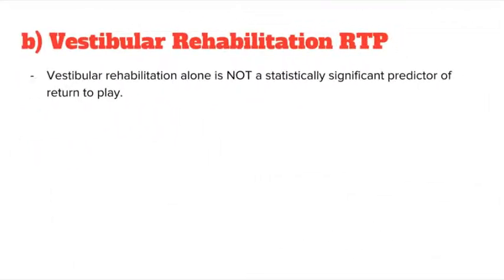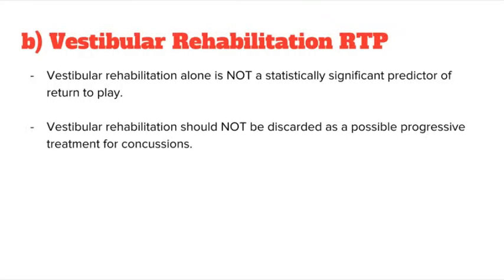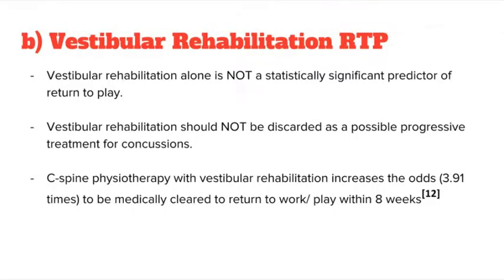Vestibular rehabilitation alone is not statistically proven as a predictor of return to play. However, it should not be discarded as a treatment option. Level 1 evidence shows that C-spine physiotherapy with vestibular rehabilitation significantly increases the likelihood that an athlete will be medically cleared to return to play within 8 weeks.